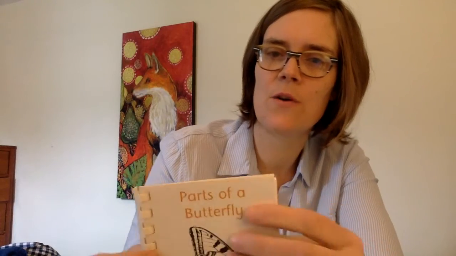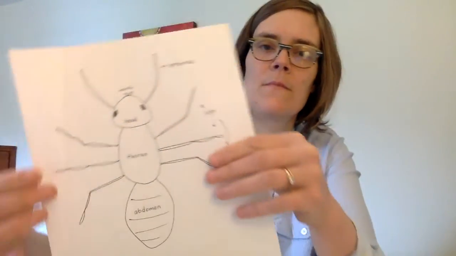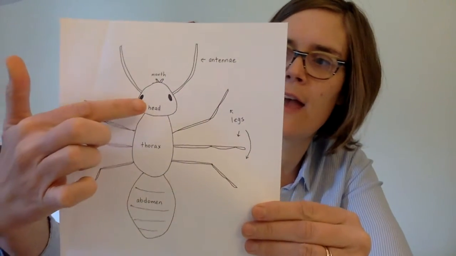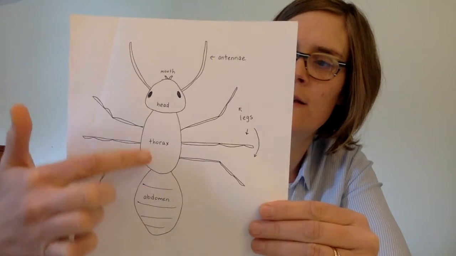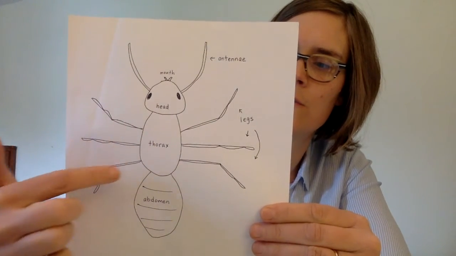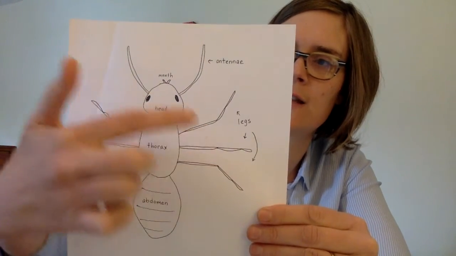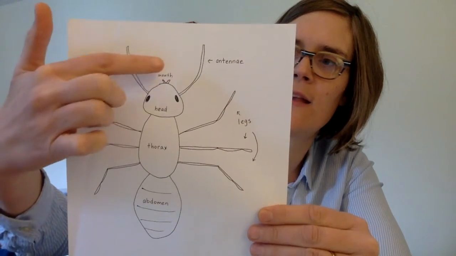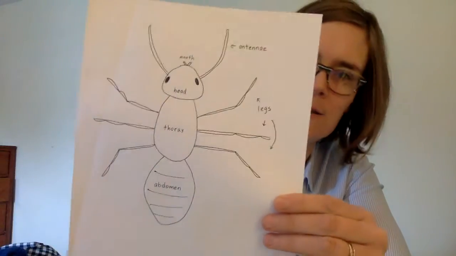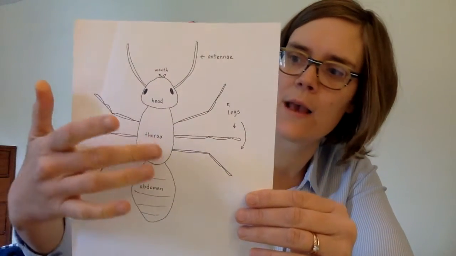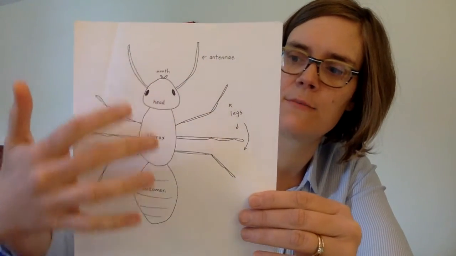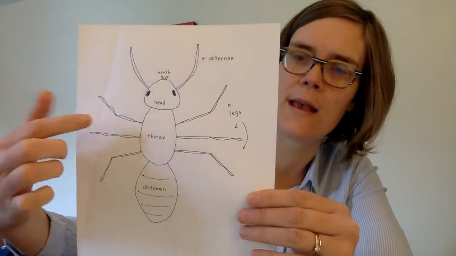So that's it. So just like other insects, here's a more simple drawing. They have a head, a thorax, an abdomen. They have 6 legs, 2 antennae. They have a mouth and a head. This is a picture of an ant, but an ant is another type of insect without wings. So a butterfly has similar body parts, but they also have the wings.